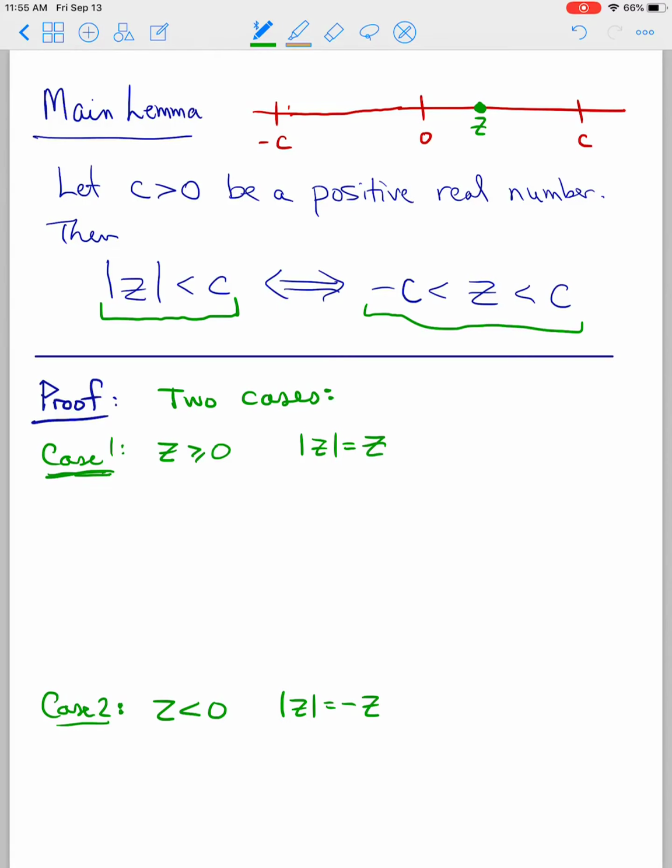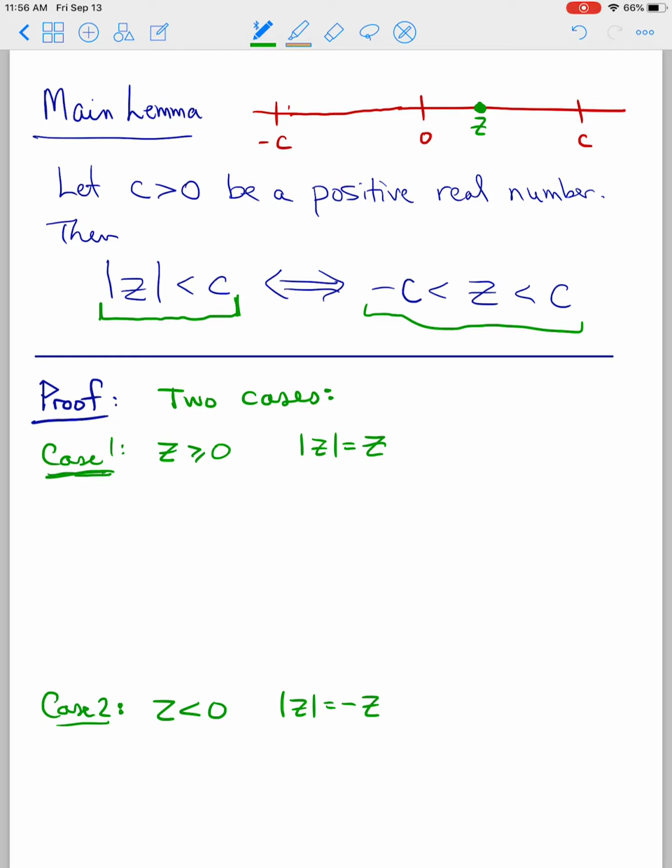Hello and welcome back. I want to quickly just prove this main lemma about absolute value. It says that if we want the absolute value of something to be less than c, and c is a positive number, then that's really no different than saying that our number is between c and negative c. And so to prove this, we have to do two cases.